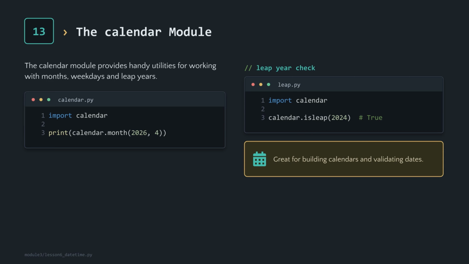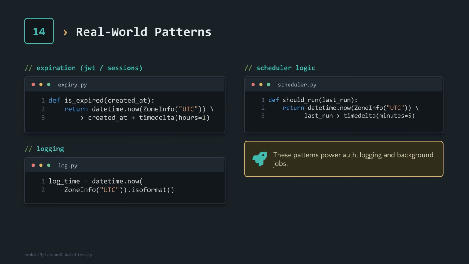So when you need to build calendars or validate dates, this module has your back. Let's see these ideas in real code. Here are 3 patterns you'll meet constantly. First, expiration logic, deciding if a token or session has aged past its window using a 1-hour time delta.